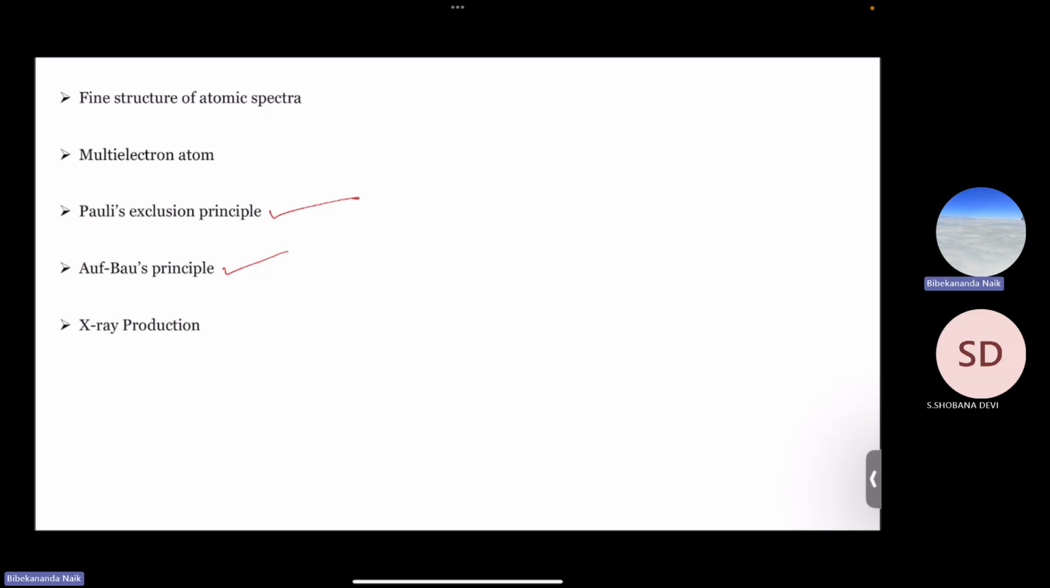There were also some discussions about X-ray production, and in the last class we also solved a few problems related to X-ray production. So we will also solve a few problems related to the production of X-ray spectra.